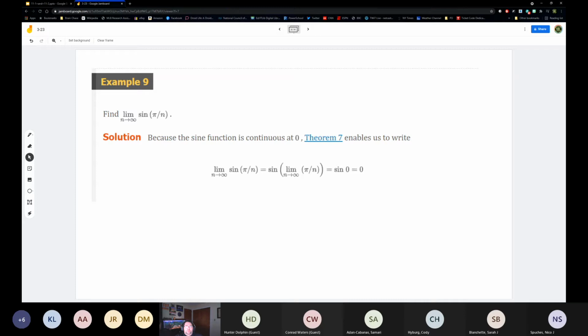So that goes back to those rules where we can split things up and break things apart. I can actually look at the function inside of it as long as it's continuous at that value.